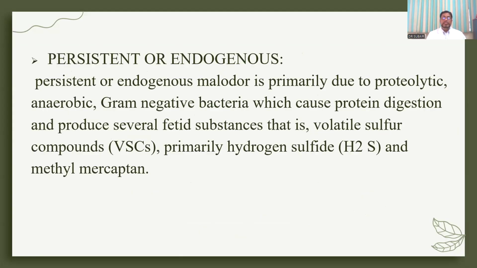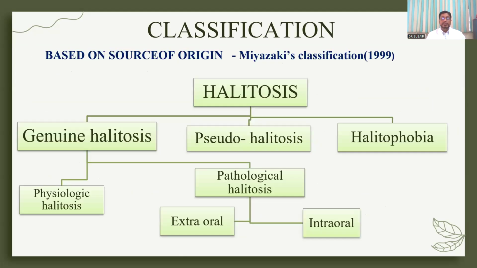Persistent or endogenous malodor is primarily due to proteolytic anaerobic gram-negative bacteria, which cause protein digestion and produce several fetid substances, that is volatile sulfur compounds, primarily hydrogen sulfide and methyl mercaptan. This is endogenous. Another classification, based on the origin: genuine halitosis, pseudohalitosis, and halitophobia.